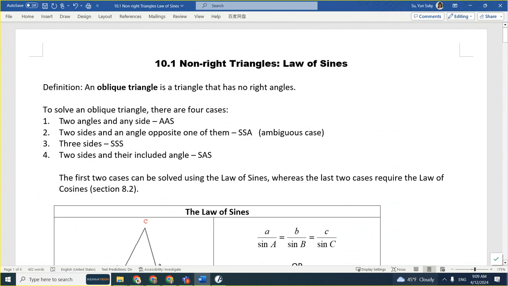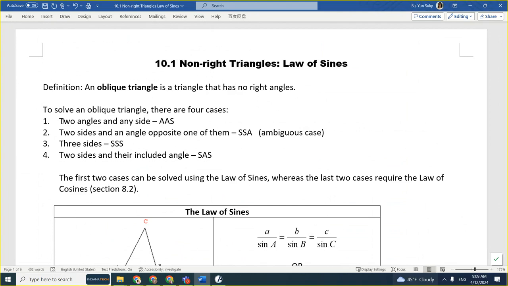How many angles does a triangle have? 3. That's why it's a triangle, right? How many sides does it have? 3. So we have 6 pieces of information. Usually the problem will give you 3, then you can find the other 3. Depending on the information they give you, you have 4 cases.